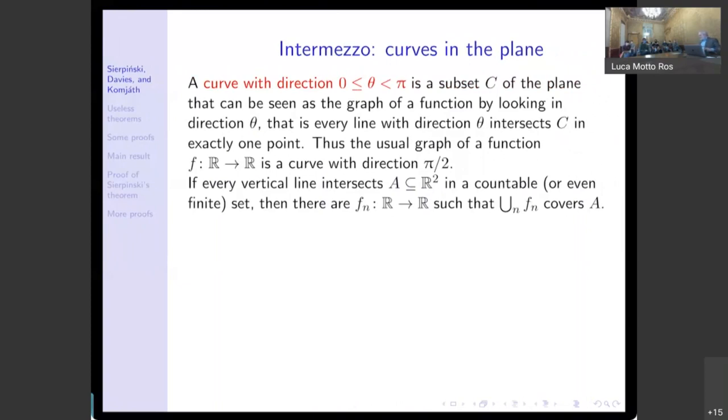If every vertical line intersects A in a countable or even finite set, then we can find countably many functions f_n such that the union of the f_n's covers A. Because, you might say, what if we have a section which is empty? Okay, let's pick a point there and force all the functions to go through that point. So I'm saying that the union of the f_n covers A.